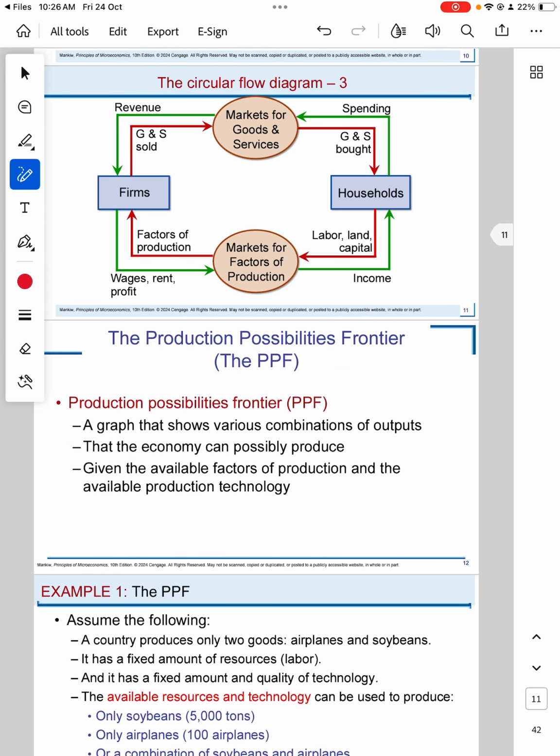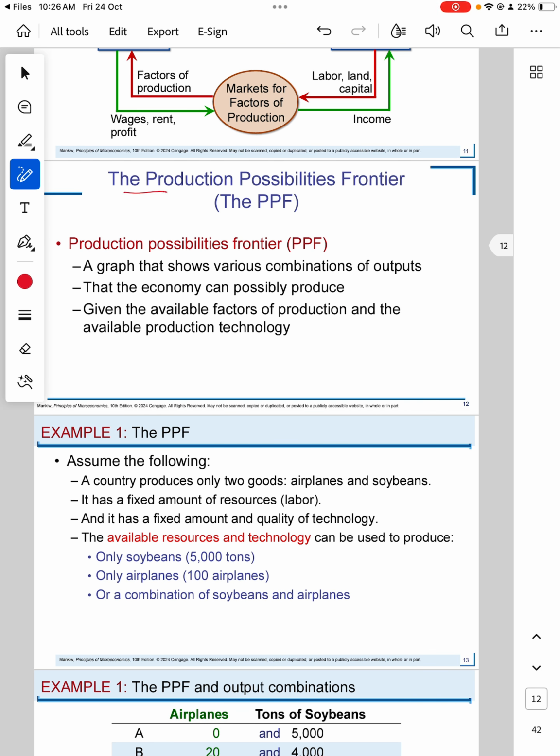Alright, now we move forward to take a look at the production possibilities frontier. This PPF is a graph that shows various combinations of output. For example, if I want to produce bicycles, how many cars can I produce? This might be a complementary product for transportation. So there might be an opportunity cost, meaning that if I produce more bicycles, I might produce fewer cars.